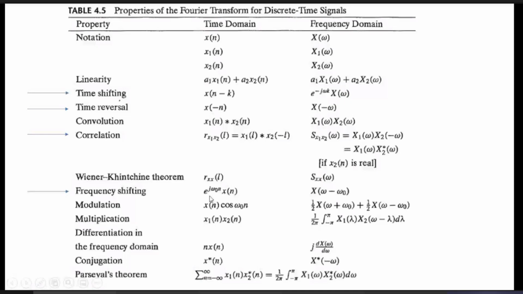So here some difference is that here it is minus omega 0 in frequency domain, so in time domain it is multiplied with e to the power plus j omega 0 n. Whereas in time domain, if you shift it by k units, in frequency domain it is multiplied with e to the power minus j omega k, not plus j omega k. So that is the difference.